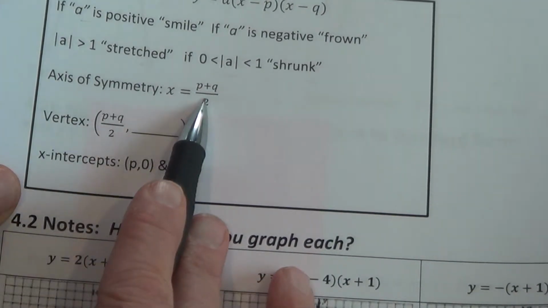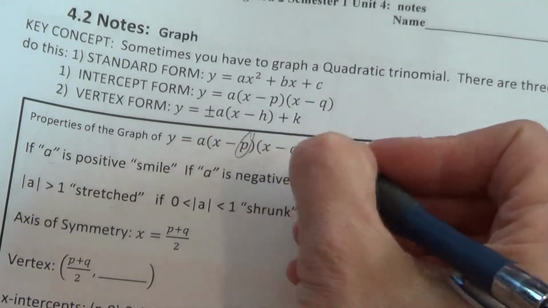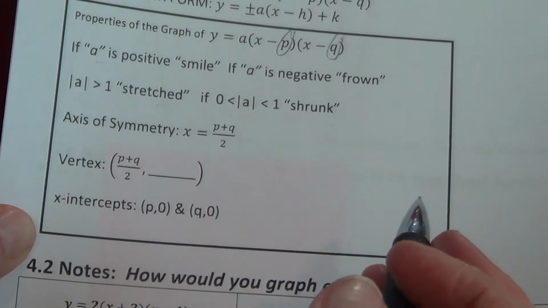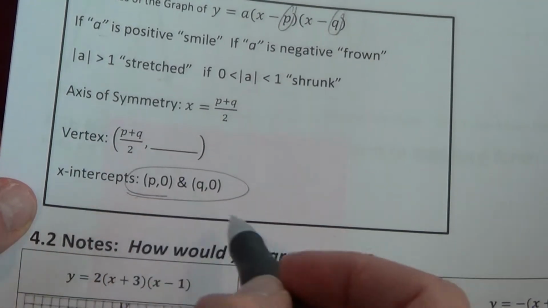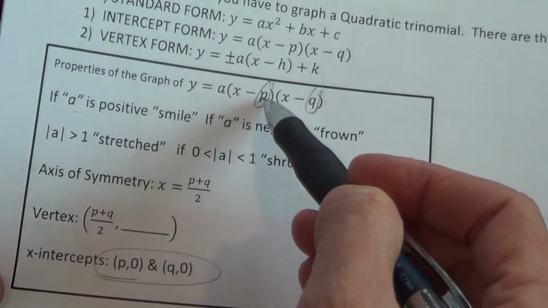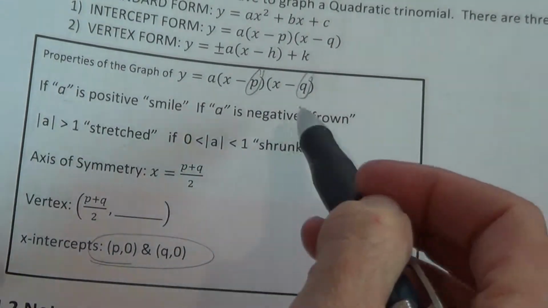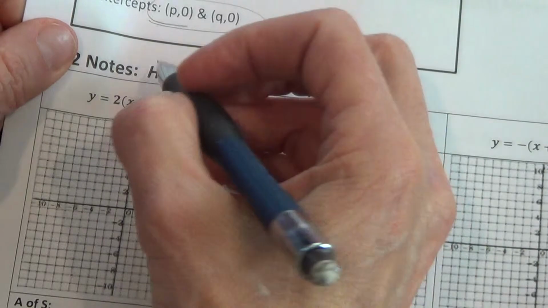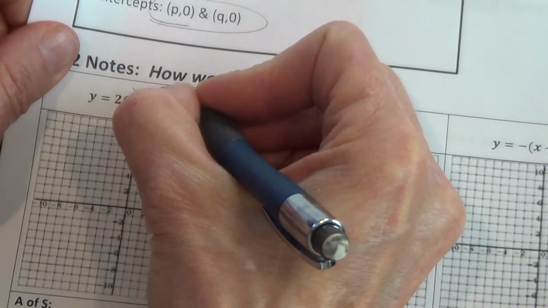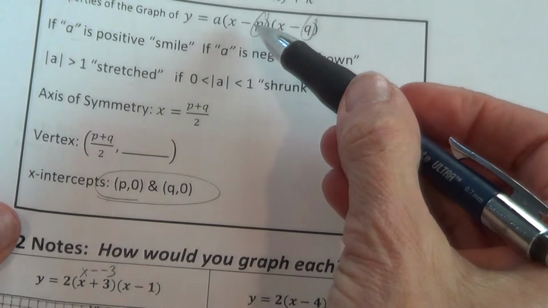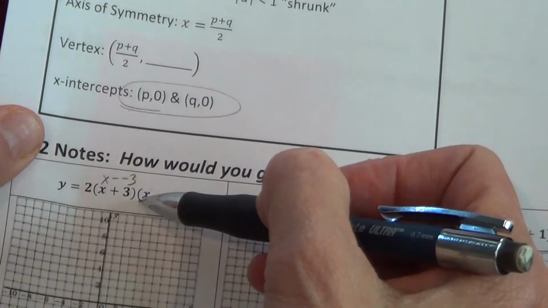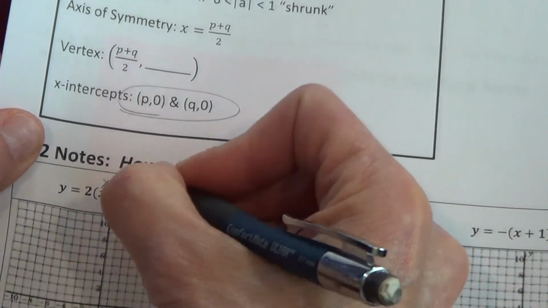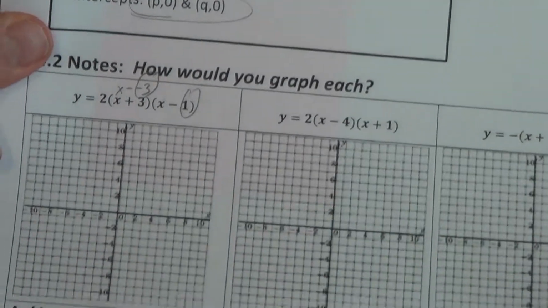The axis of symmetry is simply taking this value and this value, adding them together and dividing by 2, or on the graph you can go halfway between the 2 points. Your x-intercepts are P, which is from that formula, and Q, which is from that binomial. So right away we can see that this would be an x minus a -3, because our formula does contain negatives. When we get down here, make sure and remember, it's going to be the opposite of how it looks.